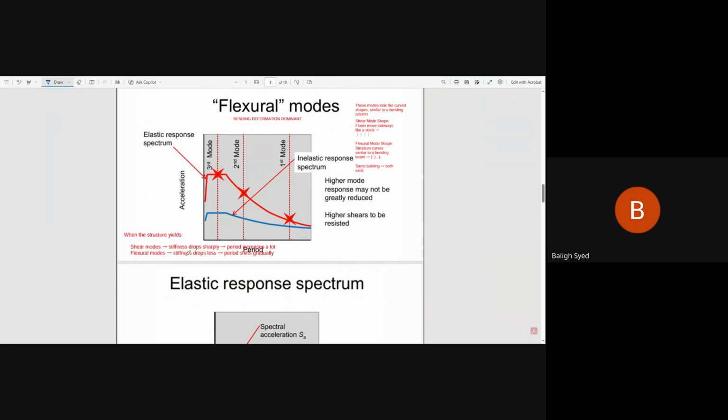And then flexure modes, stiffness drops less. The stiffness is dropping, but less, not as compared to the shear mode, right? And the period is increasing here. Here, the period is shifting, changing, but gradually, not a sudden or abrupt change.